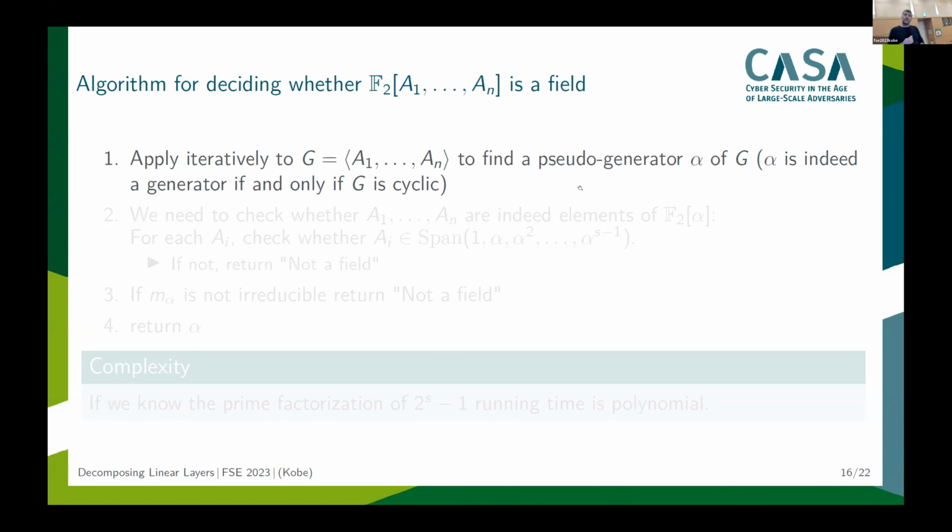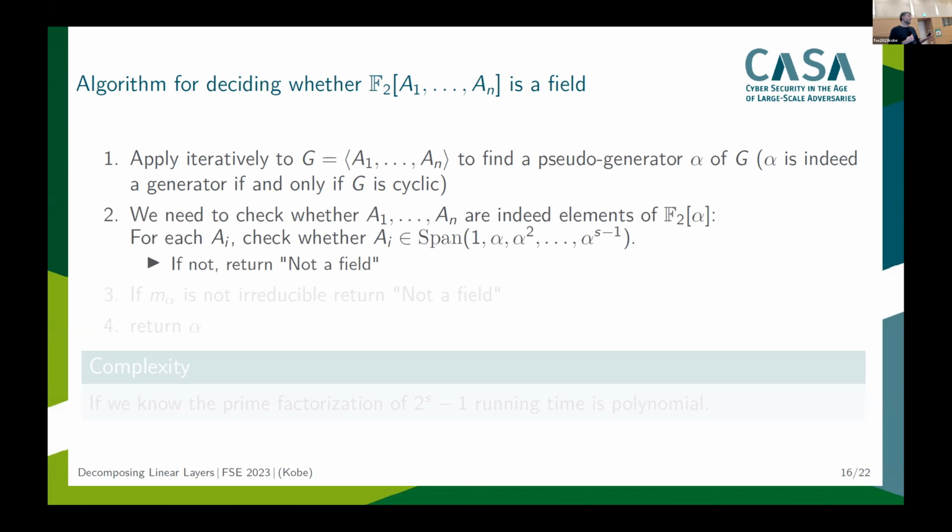This we can easily compute, and then we check if all these other matrices, all these A_i, are elements in this subring, using the additive structure, using linear algebra to check if we can represent them, if they are in the span of these things. So if they are a linear combination of these powers of alpha. If not, then we know it's not a field. And if yes, then we know alpha is indeed the generator. And then we test if it's a real irreducible polynomial. If not, we say it's not a field. Otherwise we found that it's a field, and we actually computed a generator.